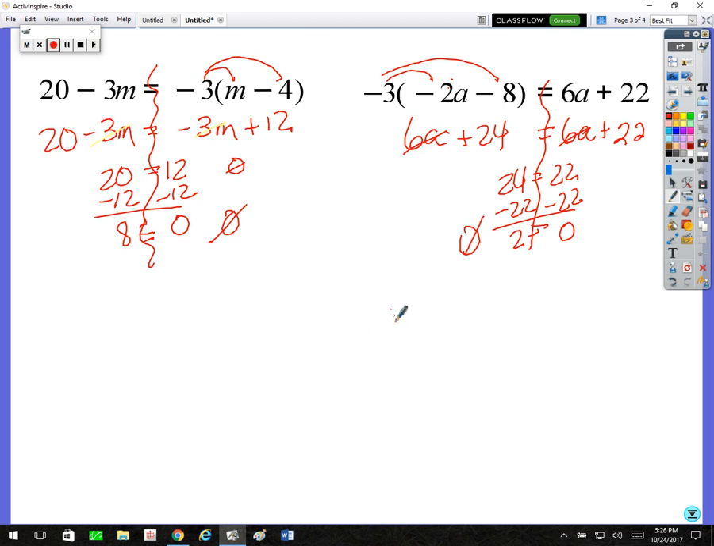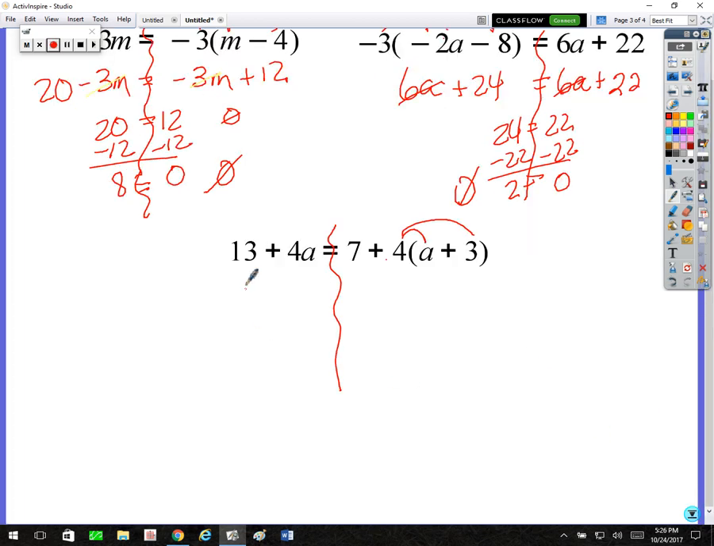All right, this last one, let's see if we can find it right here. Draw your river. There's the distributive property on the back side, after which I have to add 7. But let's get rid of this property first. Let's move this up just a little. So I have 13 plus 4a equals 7 plus 4 times a is 4a plus 12.